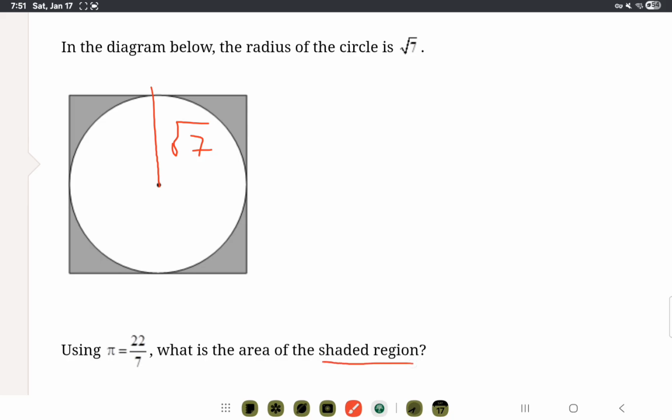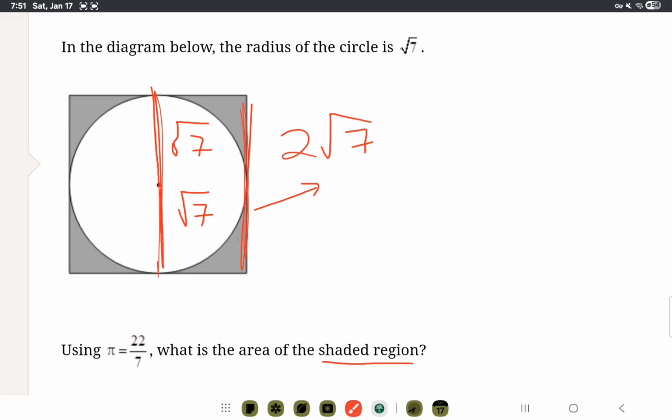the shaded region. So I'm going to find the total. Now we need to find the area of the square. The radius is 7, so the diameter, which is actually the side of the square, is going to be radical 7 times 2. So it's going to be 2 radical 7. This is for the square.